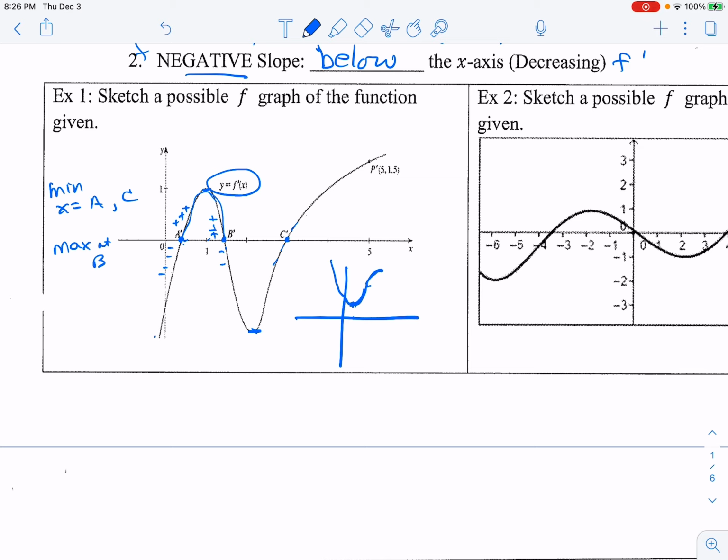And we have a max. It's decreasing, so it's still concave down. We have a point of inflection, switches to concave up. At C is a 0. So this is C. This is B. This is A. And it's increasing. Okay, we don't know the y values, but this is a possibility.